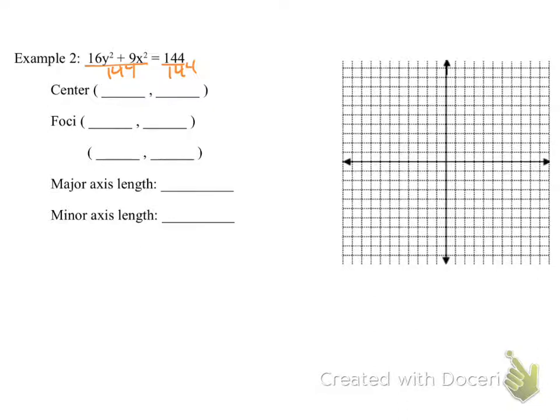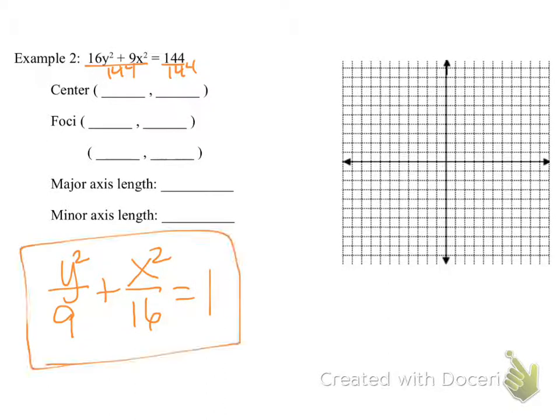So 16y divided by 144 gives me y squared over 9, plus 9x over 144 gives me x squared over 16, equals 144 over 144, which is 1. So that's the form of our equation now. So what's being added to the x or added to the y in parentheses? Well, nothing. So my center is at 0, 0.